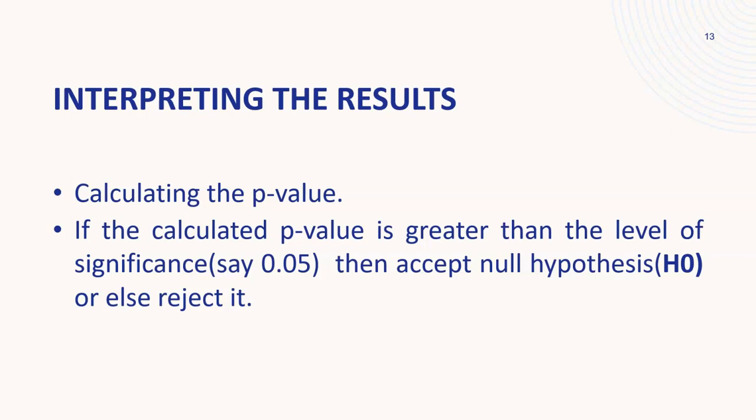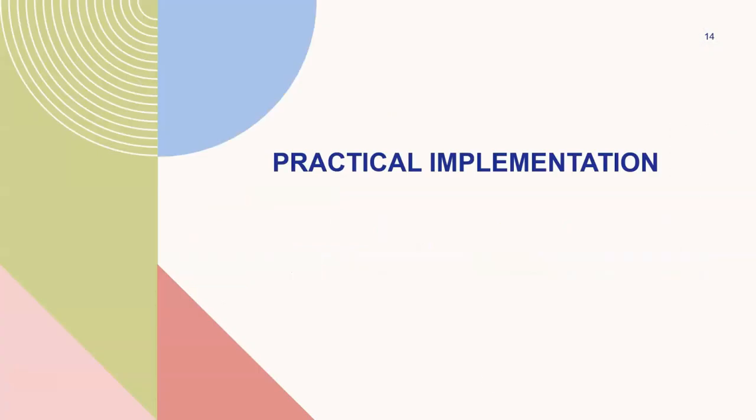And if the p-value is less than 0.05, then you will reject null hypothesis, showing that there is an association between the two categorical variables. Now let's move to the practical part of how to implement the chi-square test of independence of attributes using SAS.